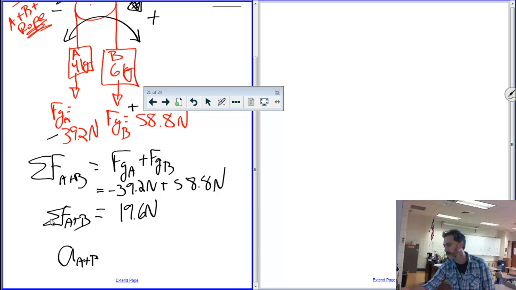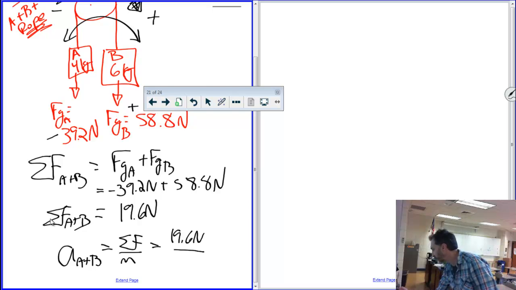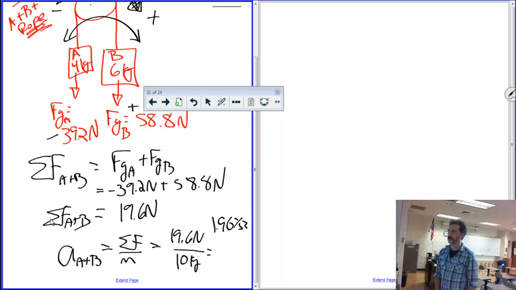So the acceleration of our system is going to be net force over mass. 19.6 newtons over our combined mass of 10 kilograms. And so we get 1.96 meters a second squared, sort of in the direction of B, kind of this way. Okay, that's a crappy arrow, but there you go. So that is what's happening for the system.